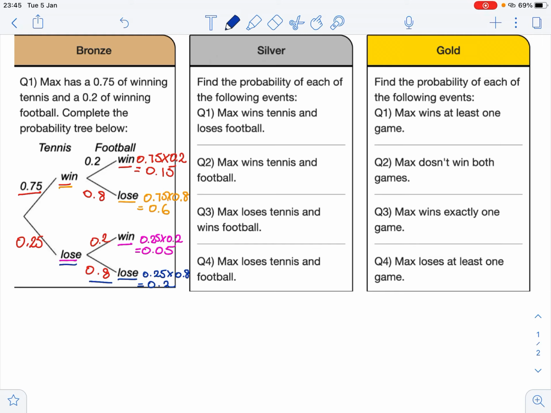Now let's have a look at the silver questions. Question 1 asks you to find the probability that Max wins tennis and loses football. So this is Max winning tennis, then losing football. Remember, when we say the word and, it means multiply. So we have 0.75 times 0.8. Our probability is this branch here, so it equals 0.6.